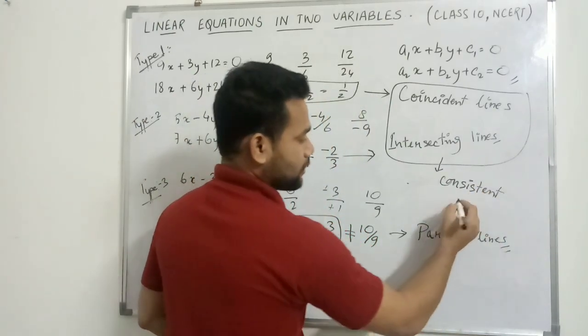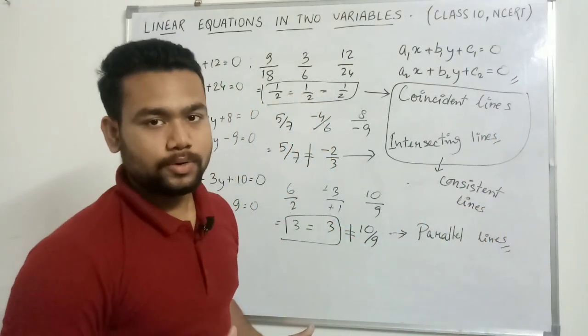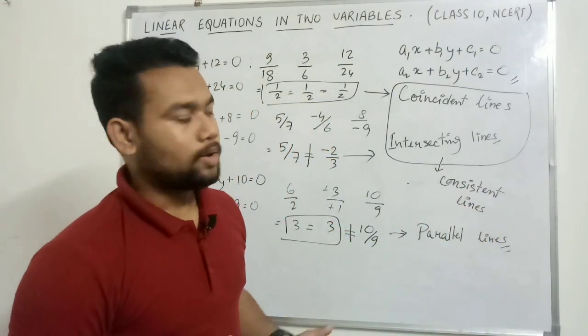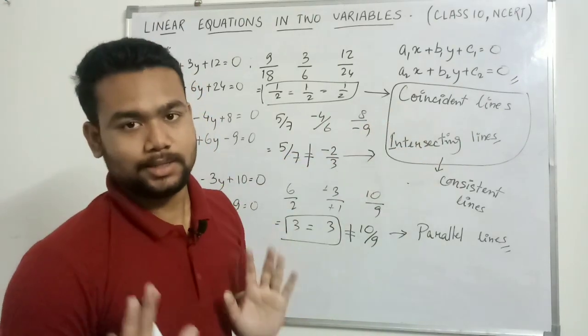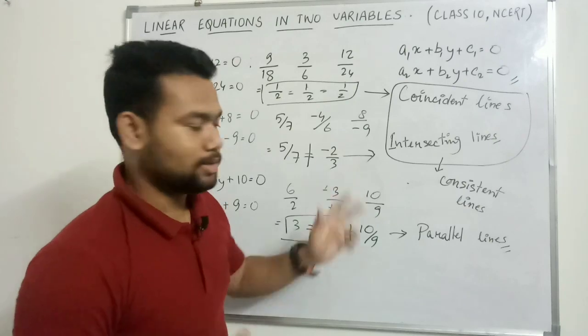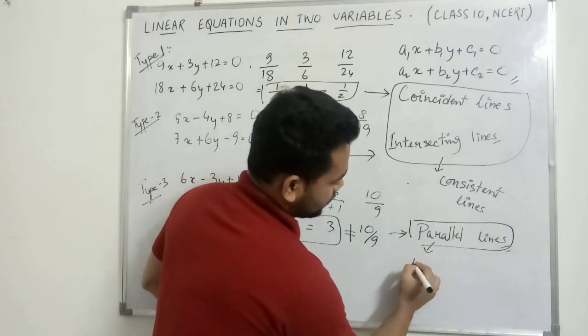Consistent lines, or simply consistent. Often questions ask you to check whether these lines are consistent, which means whether these lines are coincident lines or intersecting lines. Actually, the question means that. And this particular parallel line is inconsistent.